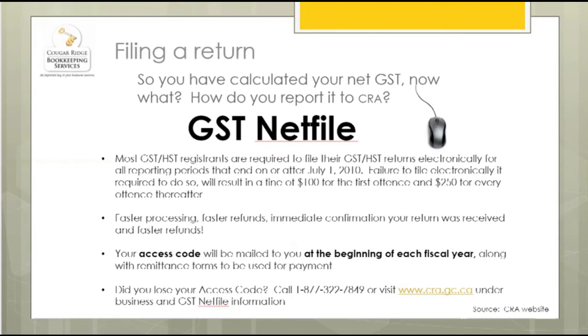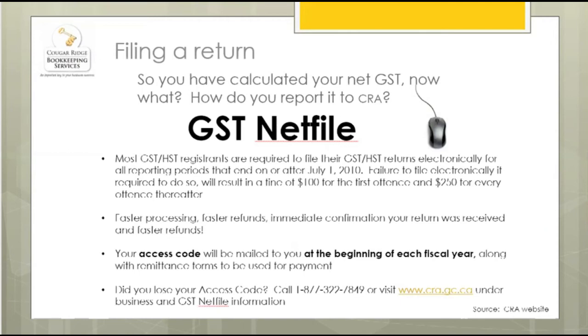Your access code will be mailed to you at the beginning of each fiscal year. It used to be that you would receive that code at the end of every quarter. They would send you the code for the next quarter. That was great because it was a good reminder for business owners that their GST was coming up and that it needed to be done, but they've stopped doing that.